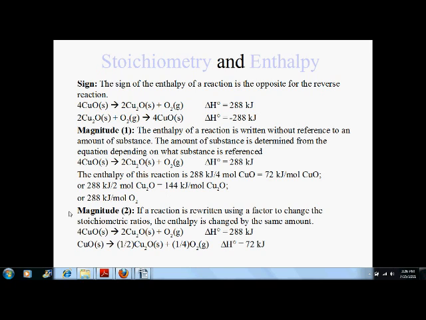And the third part is if we have to multiply our reaction. So we're going to be adding a couple reactions together using Hess's law. If we multiply a reaction by a factor, we are multiplying the enthalpy of the reaction by the same factor. So in this case, if we divide the original reaction by 4, we want it to be per 1 mole of copper 2 oxide. So we divide the 288 by 4 also to get 72.